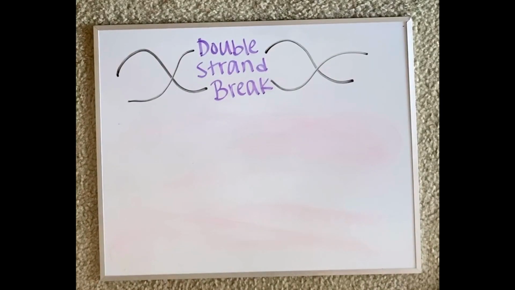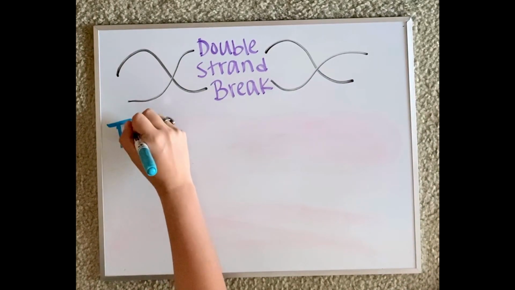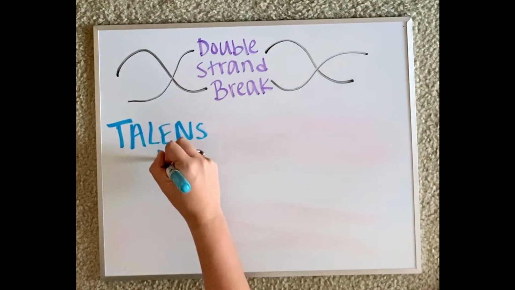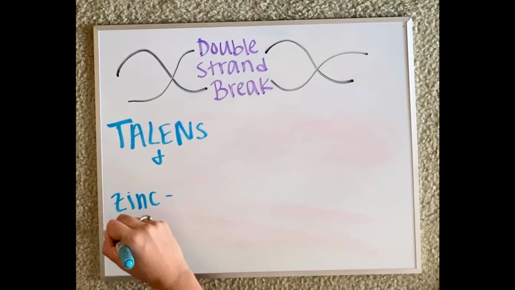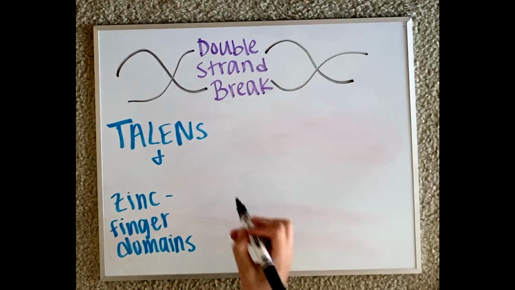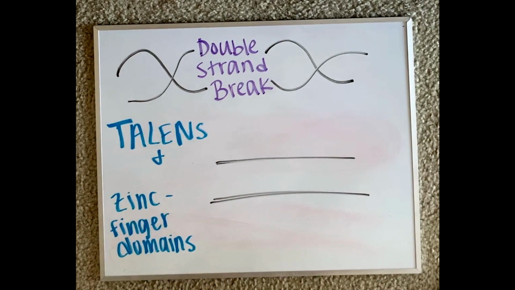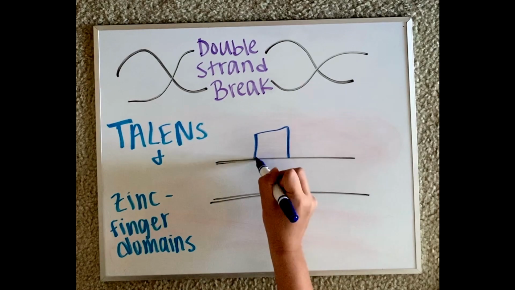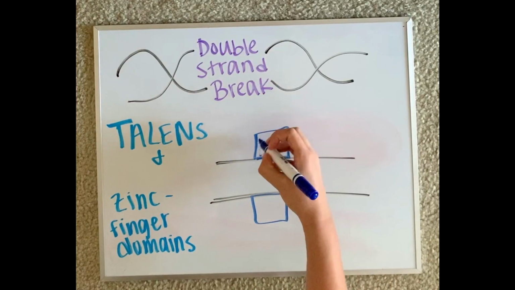Before we dive deeper into both of these mechanisms, it's important to know the systems in which these are used. There are three different kinds of systems in which the DNA repair mechanisms have been found. The two most closely related are TALENs and zinc finger domains. When a double-strand break occurs in either of these systems, two proteins, known as FokI, will bind to both strands of the DNA.